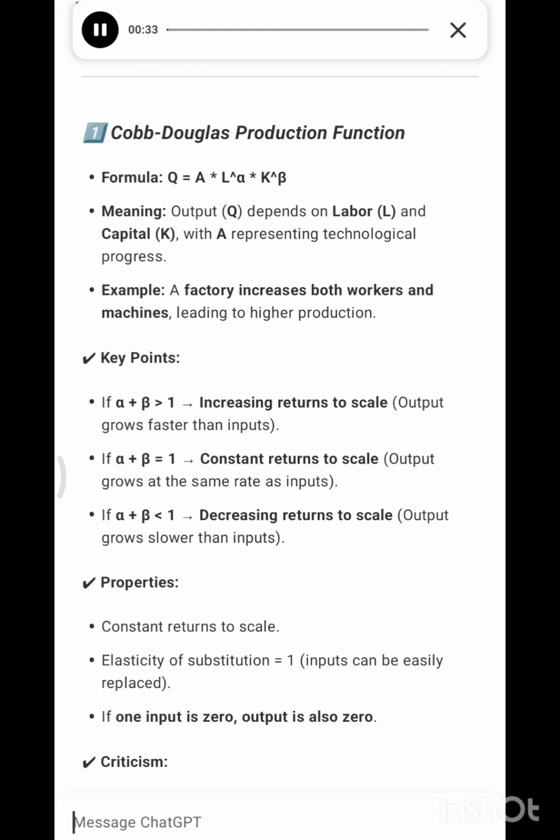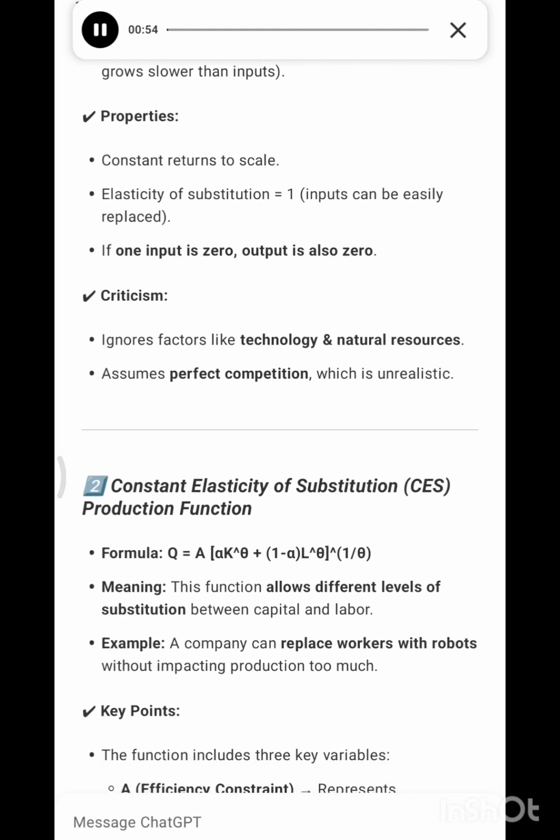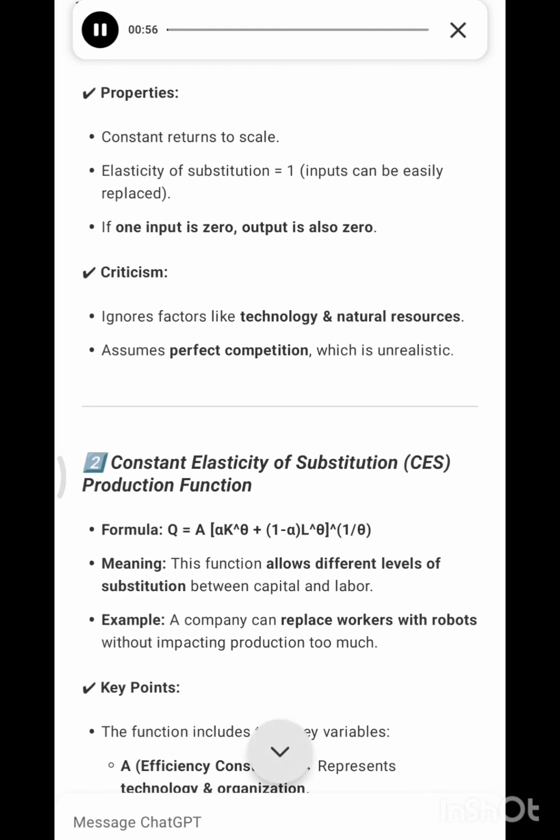Key points. If alpha plus beta is greater than 1, increasing returns to scale, output grows faster than inputs. If alpha plus beta equals 1, constant returns to scale, output grows at the same rate as inputs. If alpha plus beta is less than 1, decreasing returns to scale, output grows slower than inputs. Properties. Constant returns to scale. Elasticity of substitution equals 1, inputs can be easily replaced. If one input is 0, output is also 0.